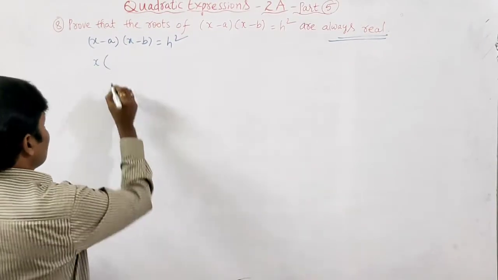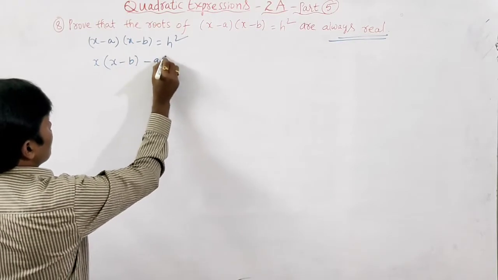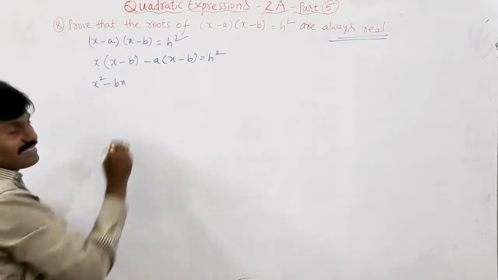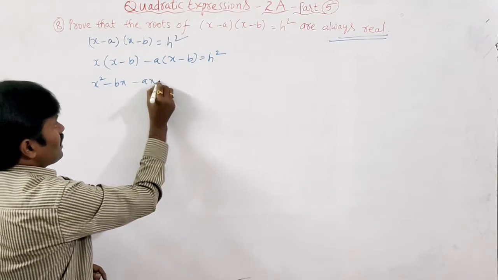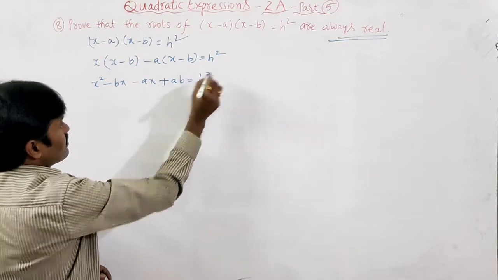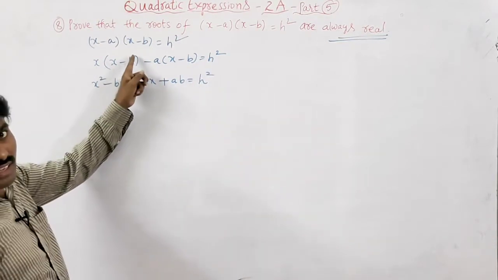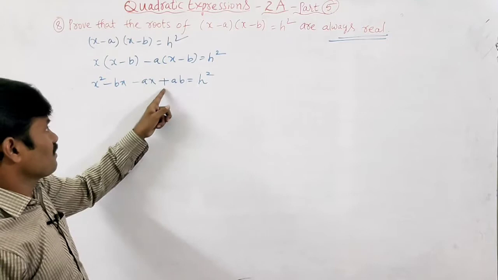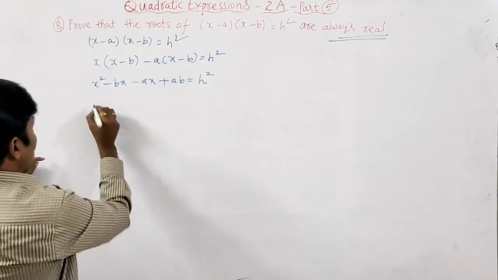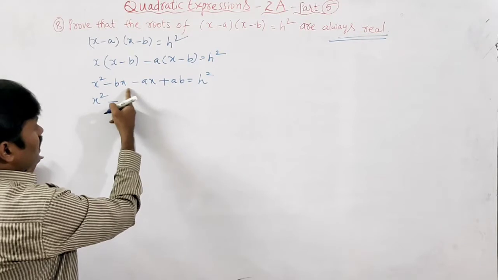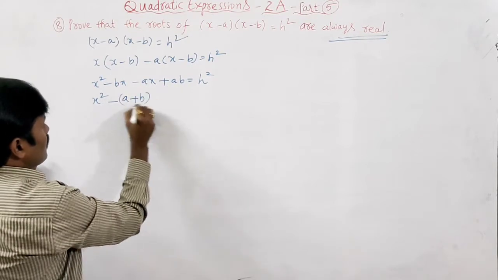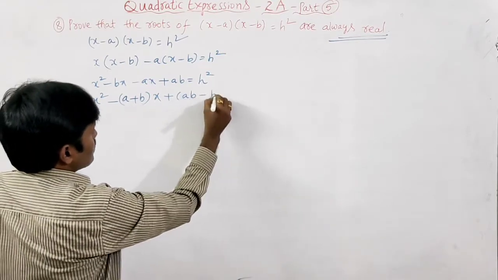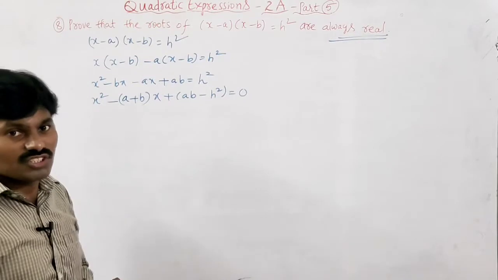Apply the distributive property: x times of (x minus b) minus a times of (x minus b) is equal to h square. So x square minus bx minus ax plus ab is equal to h square. Now x square minus, here we can take x common, so it becomes x square minus of (a plus b) into x plus ab. I am taking h square to the left hand side, then it becomes is equal to 0.